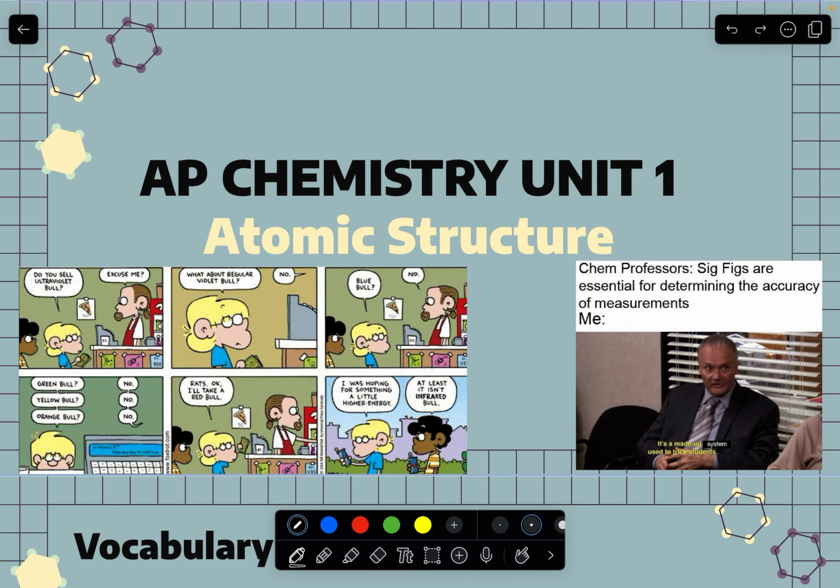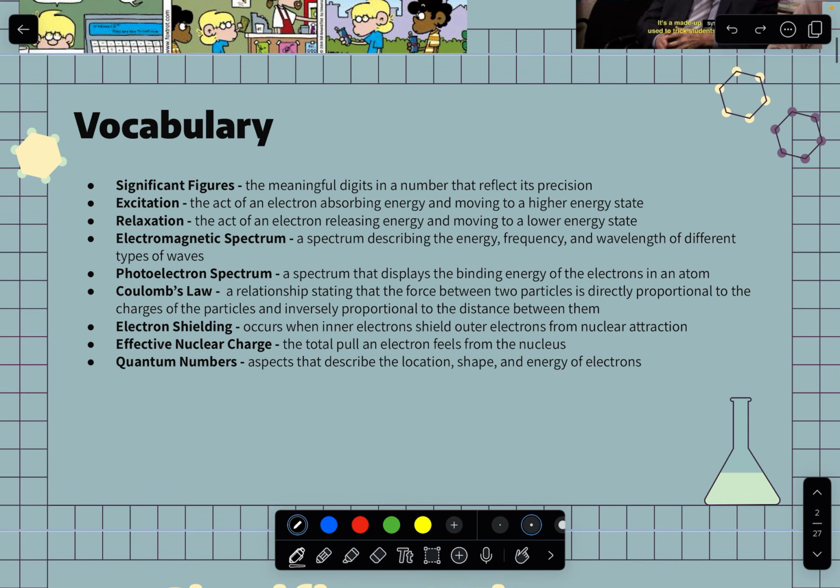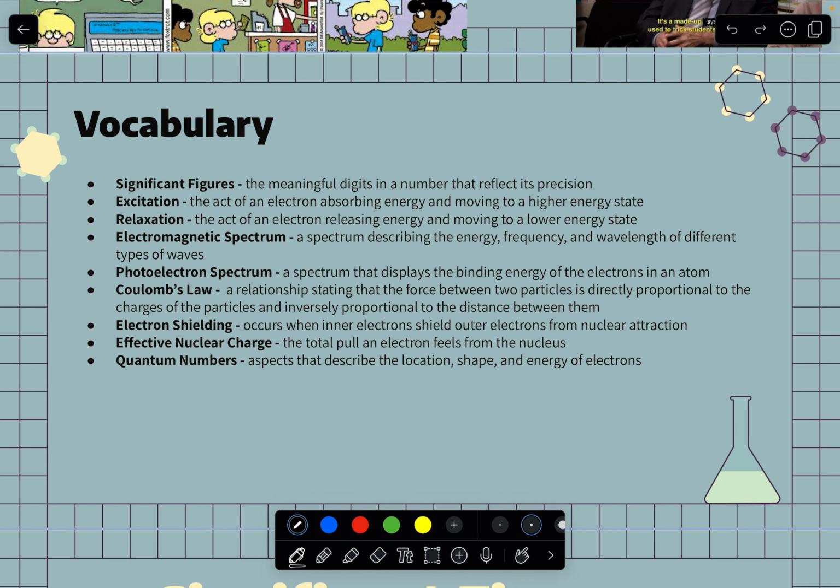Today we're talking about Unit 1 for AP Chemistry. We're going to talk about atomic structure. With atomic structure, we're going to talk about a few different things. Look at our vocabulary. We'll talk about significant figures, excitation, relaxation, and the electromagnetic spectrum, photoelectron spectrum, Coulomb's law, electron shielding, effective nuclear charge, and quantum numbers.